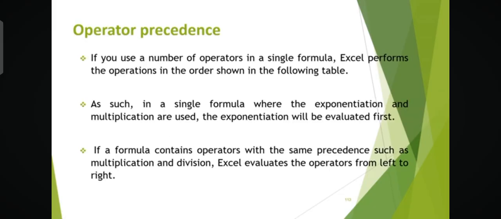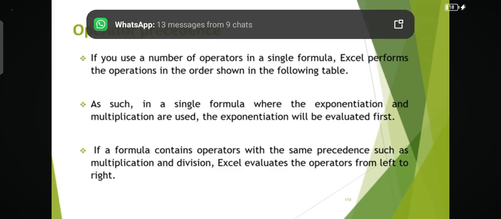Okay. So let's talk more about the operator precedence and then we'll do a few examples on that. Now, operator precedence. If you use a number of operators in a single formula, Excel performs the operations in the order shown in the following table. We'll be seeing the table after this. As such, in a single formula where exponentiation and multiplication are used, exponentiation will be given precedence and evaluated first because it comes first in the table.